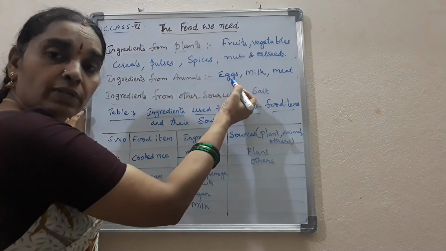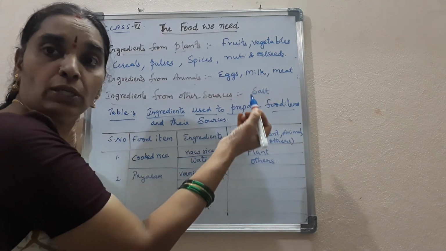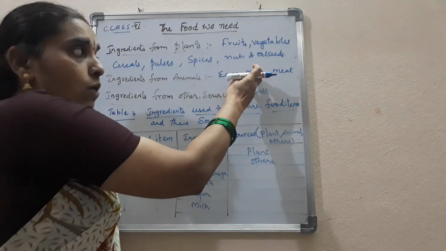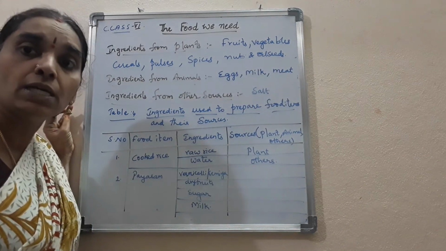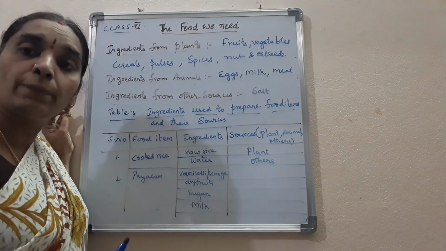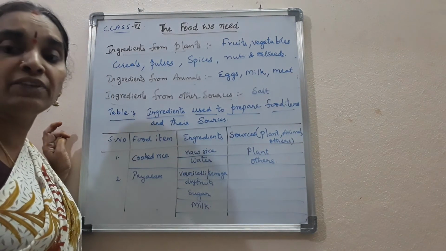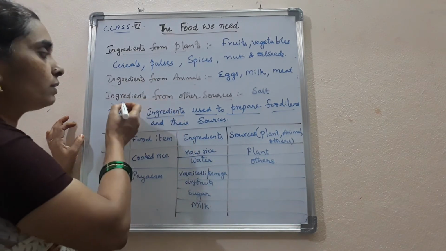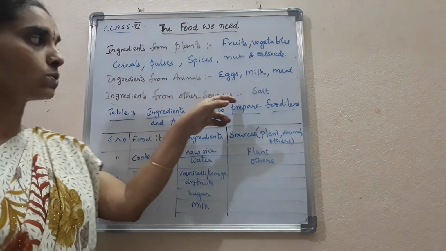And the ingredients from animals: eggs, you know, from different birds like hen, duck, emu. Milk: buffalo, goat, cow, sheep give us milk. And the meat, you know, from chicken, that is hens, roosters, and also you get meat from sheep, goat, pig. Pork eating people, beef eating people are there, isn't it? So the ingredients are from different plants and animals, and now the other sources like salt.